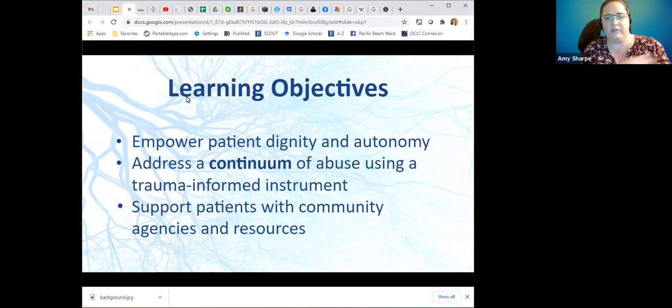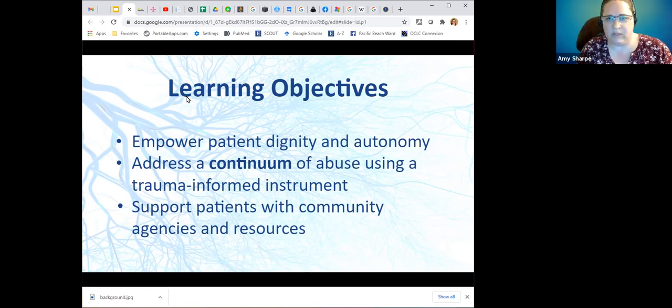So what we want to cover tonight is how the PEARR Tool empowers patient dignity and autonomy. It addresses a continuum of abuse, and it is a trauma-informed instrument. Although we're trying to address human trafficking, there are a lot of other abuses that intersect with that or overlap with it.